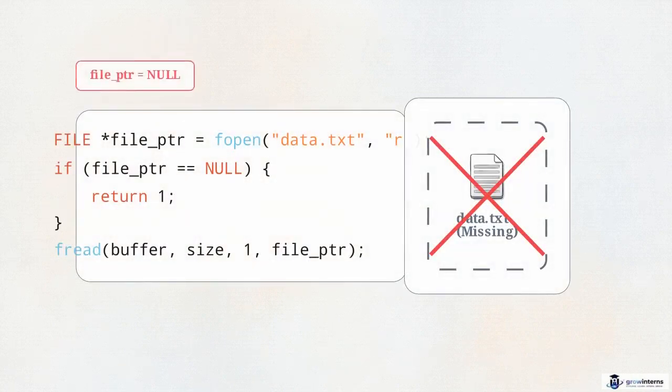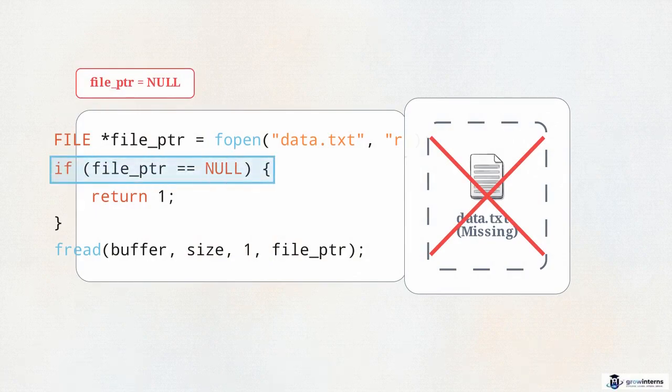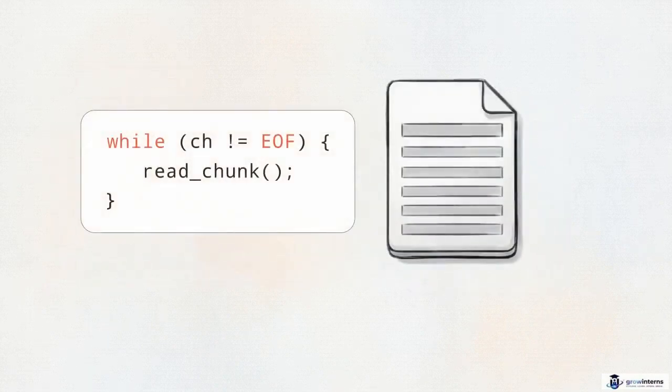We prevent that crash by wrapping every fopen command in a simple safety check. By adding if file pointer equals NULL, we intercept the failure and trigger a safe, controlled exit instead of a hard crash. Once we confirm the file exists, we need to read its contents.